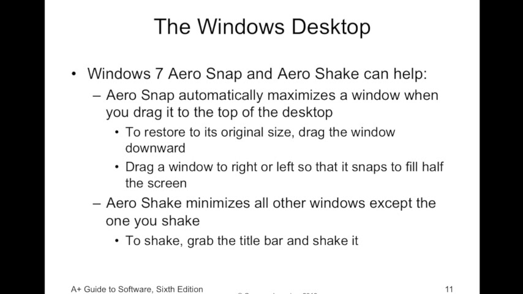Some of the other Windows Aero features that are there for users are Snap and Shake. Essentially, Aero Shake: if you just grab an item on your screen and you just turn it left, right, up, down, and just keep shaking it, it will actually minimize everything else on your screen.